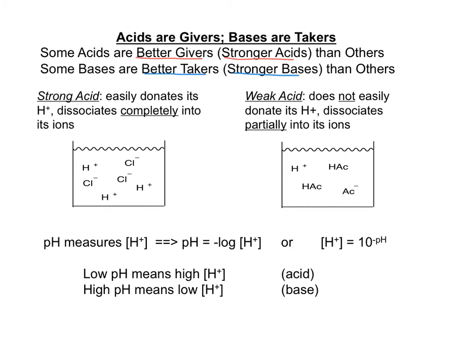Another way of looking at it is a strong acid easily donates its proton and dissociates completely into its ions. A weak acid does not easily donate its proton, which means it only partially dissociates into its ions. Also note, if you have the same concentration of a strong acid and weak acid, the strong acid has a higher concentration of H+ ions, therefore the pH will be lower.